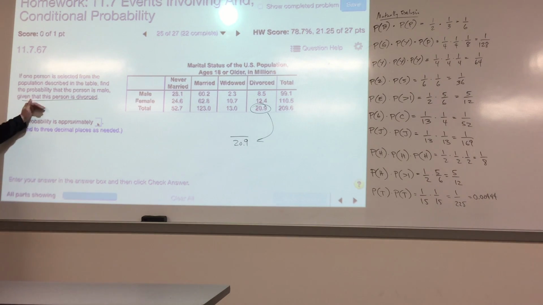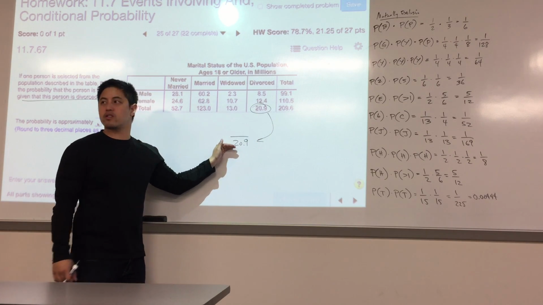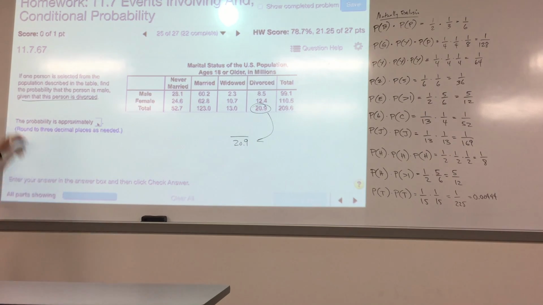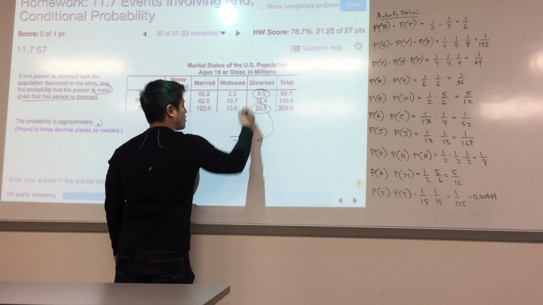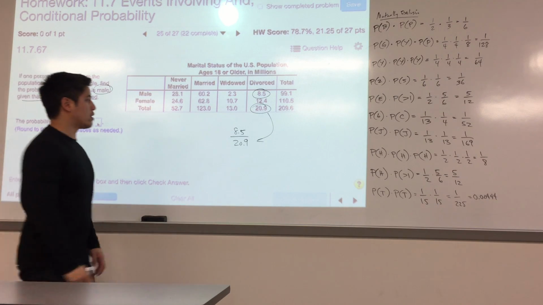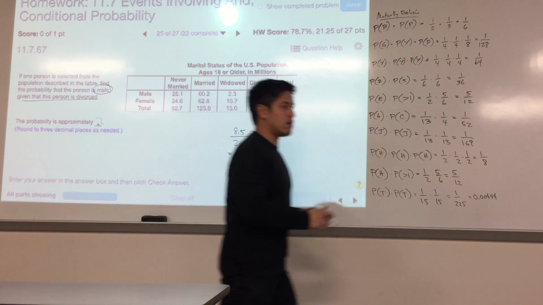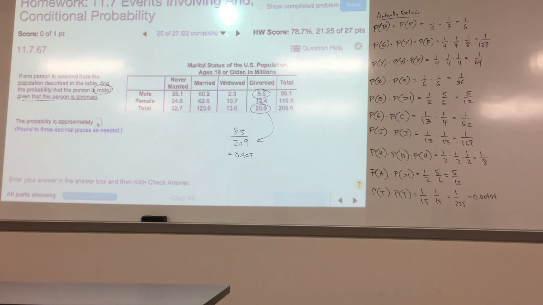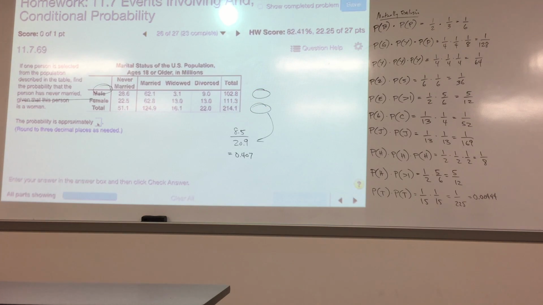Given that a person is divorced, that means you're already looking at the divorce category. Find the probability that the person is male, meaning you need to look up at the males, and so it's 8.5 out of 20.9. Does that make sense? What's the decimal on that? 0.407. Very important that you pay attention to that, because it's like the disc problem, and there it is. Good job. Okay? Let's take a look at this next one.